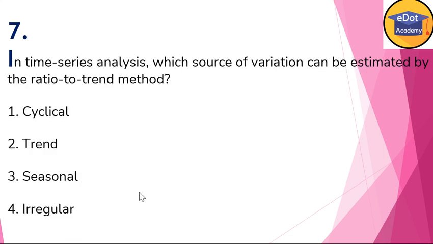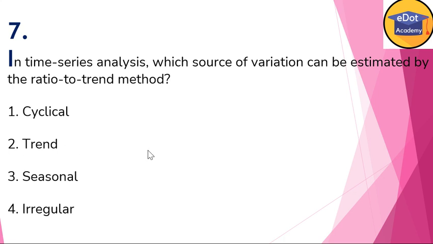Now question number 7. In time series analysis, which source of variation can be estimated by the ratio to trend method? The name itself is telling which type it is. Cyclic is not there. Trend is coming in the name here. So most probably the answer is trend.